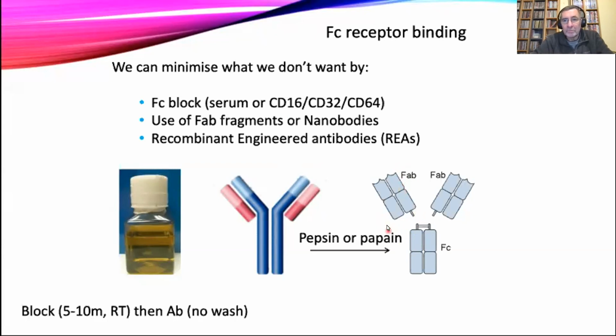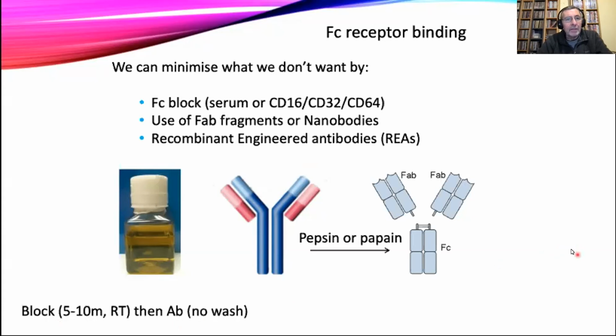Or what Miltenyi have done recently is produce these REA, recombinant engineered antibodies, where they've genetically altered the Fc portion of the antibody so that it no longer binds to the Fc receptor. And it doesn't matter which way you do that. In practice, what we would do is put our blocking step onto our cells for a few minutes, room temperature, and then importantly, don't wash them before you add your antibody.